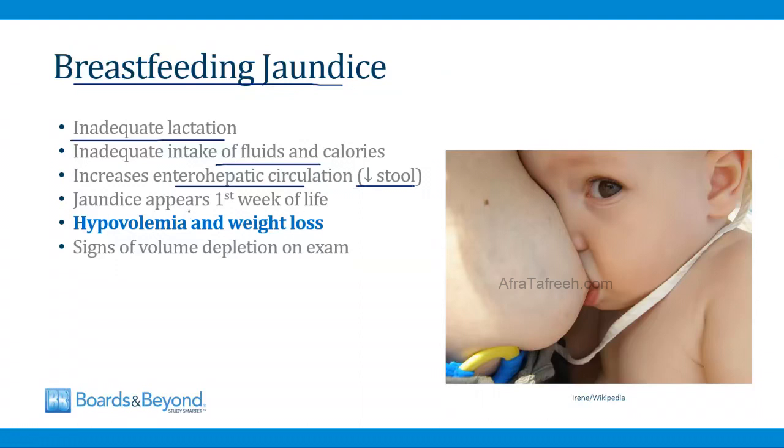This causes jaundice that appears in the first week of life and will persist beyond the usual first few days of physiologic jaundice. Importantly, the baby will have signs of hypovolemia and weight loss and poor weight gain, and usually the mother will report that the baby is having trouble attaching to the nipple and breastfeeding. There can also be signs of volume depletion on exam, things like dry mucous membranes and poor skin turgor. And the treatment for this form of jaundice or hyperbilirubinemia is to help the baby latch onto the nipple and be able to take in more nutrition through lactation.